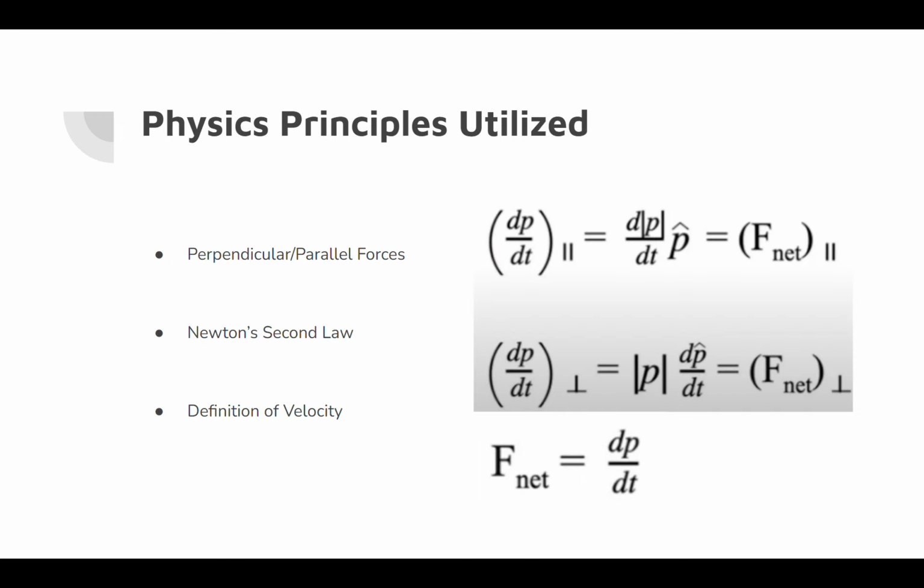The physics principles I utilized in this lab were the perpendicular and parallel forces. I showed the formulas on the right, where F net parallel is equal to the derivative of the magnitude of momentum times the direction of momentum, whereas F net perpendicular is essentially the opposite, where it's the magnitude of momentum times the derivative of the direction. And then Newton's second law, where F net is equal to dp over dt, and then the definition of velocity, which I don't really have to show the formula for.